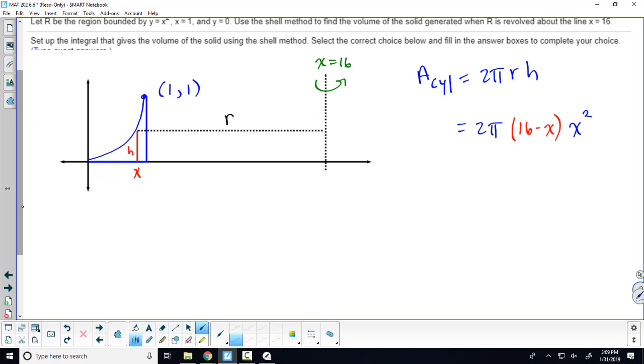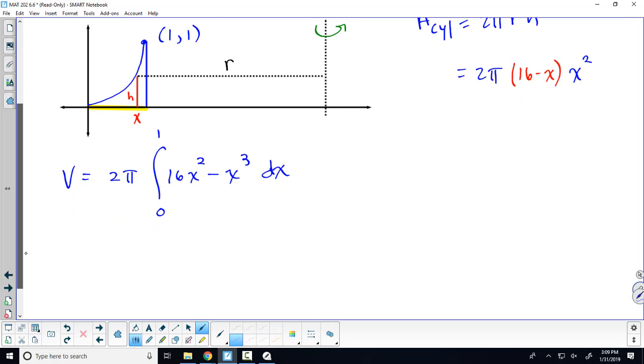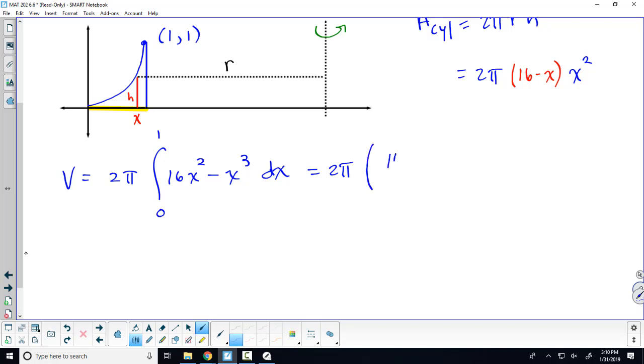So if we rotate around at, say, x equals 1/2, we would plug in a 1/2 there, and that would give us the area of that cylinder. So our volume is then the integral of 2 pi times all that, and we're going to go from 0 to 1. Just keep in mind that this 0 to 1 is this right here, not that 0 to 1. Distribute the x squared, and we've got that. It's pretty easy to integrate. Power rule, plug and chug. So we get 2 pi times 16 x cubed divided by 3 minus x to the 4th divided by 4.